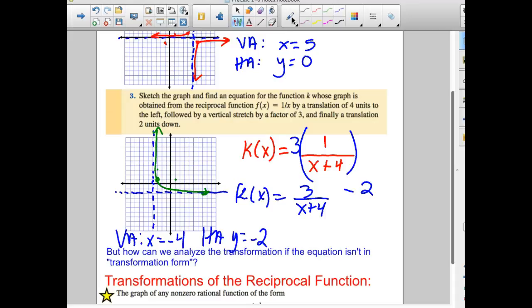Our other point was the point negative 1, negative 1. We're going to shift it 4 to the left. We're going to stretch it vertically by 3. Instead of being at negative 1, we're down at negative 3. And then we're shifting down 2. So we'd have a branch over here.